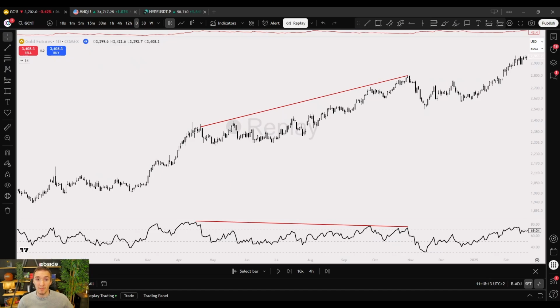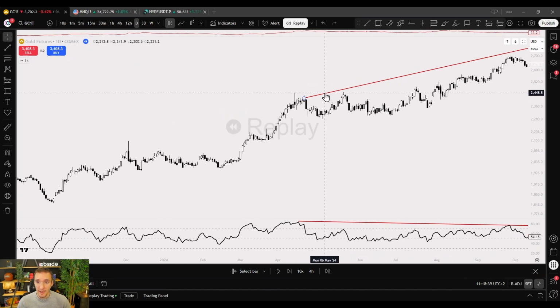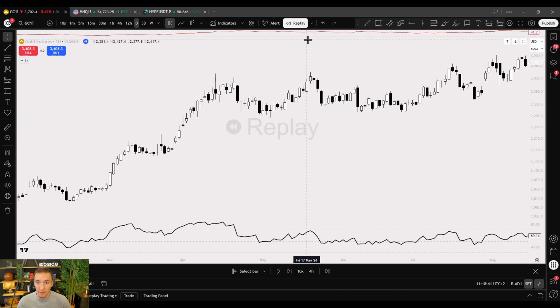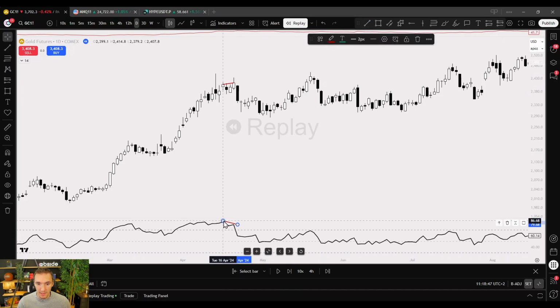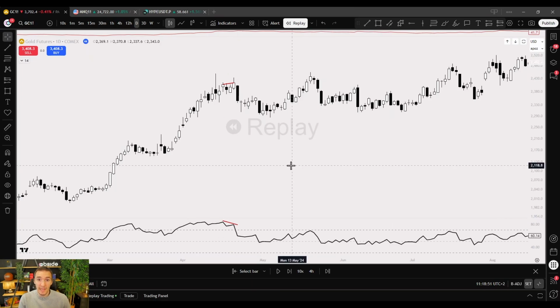On the other side, the minimum distance is 2 candles. As you can see here, even with 2 or 3 candles, such as this one right there, we had a divergence between these 2 highs. 2 or 3 candles apart is a valid divergence as well.